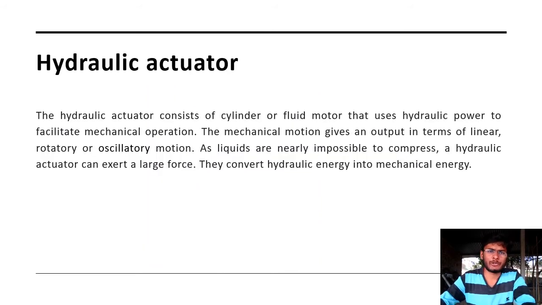So what is a hydraulic actuator? The hydraulic actuator consists of a cylinder or fluid motor that uses hydraulic power to facilitate mechanical operation. The mechanical motion gives an output in terms of linear, rotary or oscillatory motion. As liquids are nearly impossible to compress, a hydraulic actuator can exert a large force. They convert hydraulic energy into mechanical energy. This is the main purpose of the hydraulic actuator.